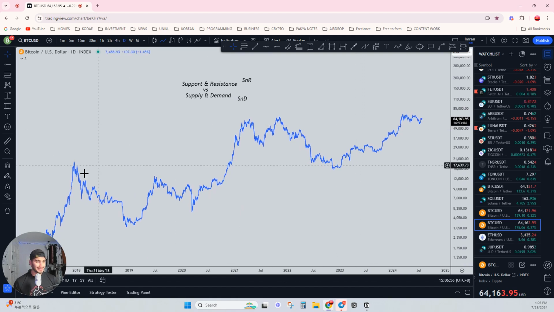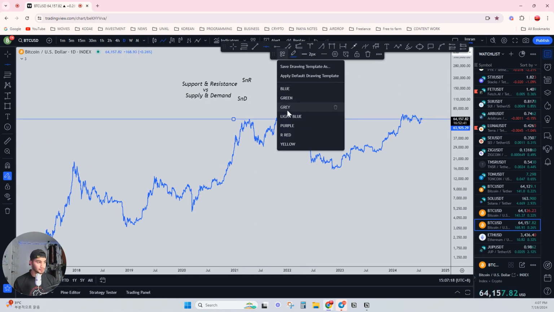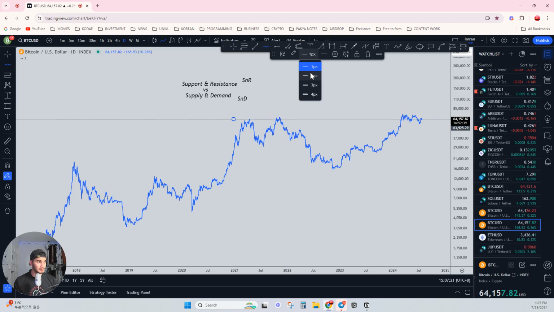So if you already changed to line chart, you can just take a horizontal line here, and you can start drawing lines where the price stops moving. For example, price stopped moving higher from here at this level, you just mark it there. Let me change this to gray, make it a bit thicker.